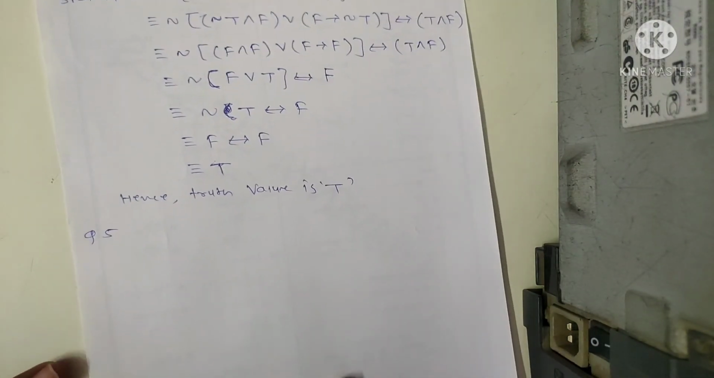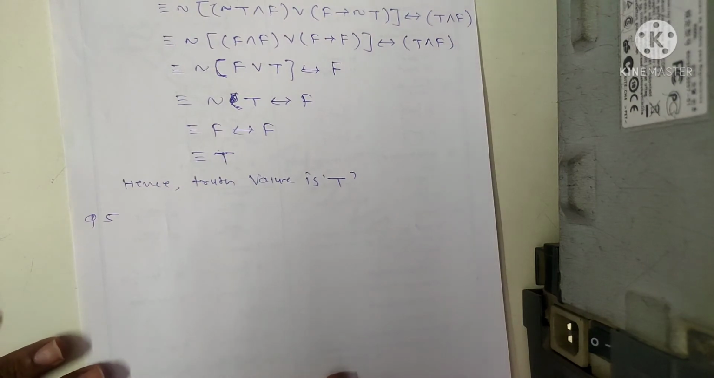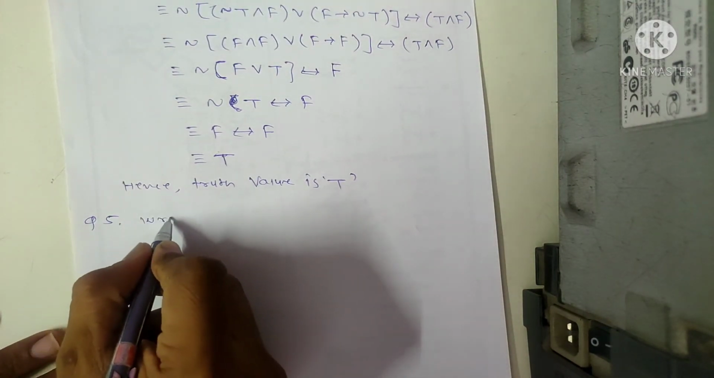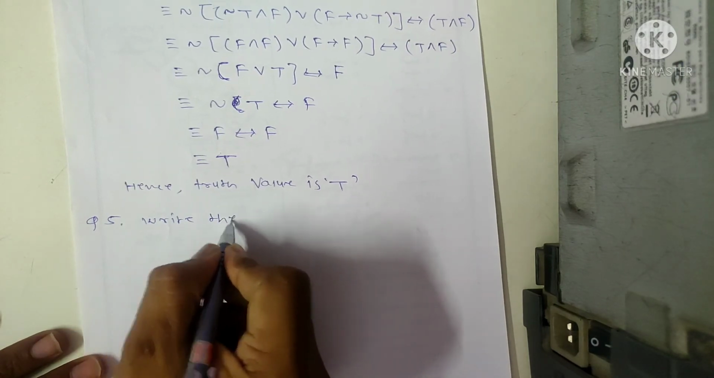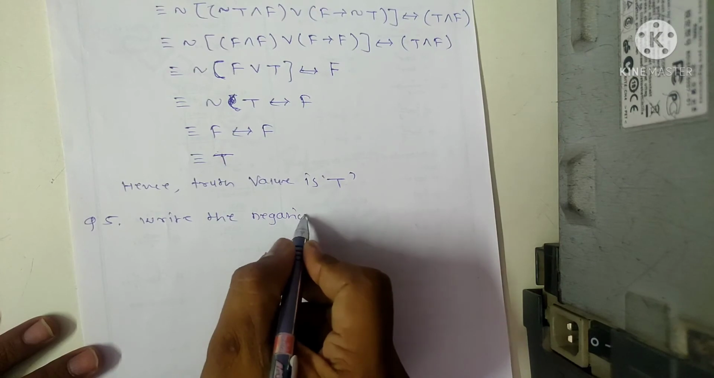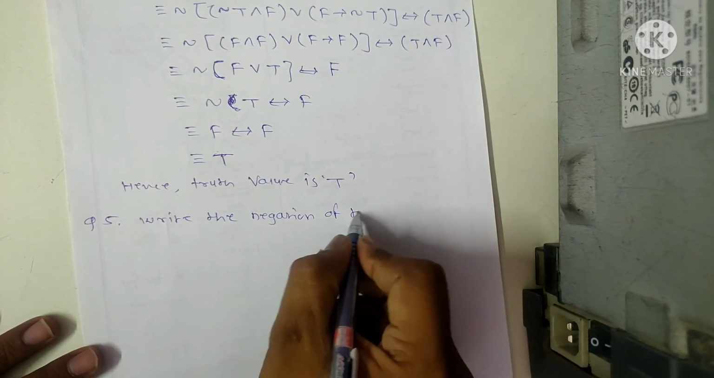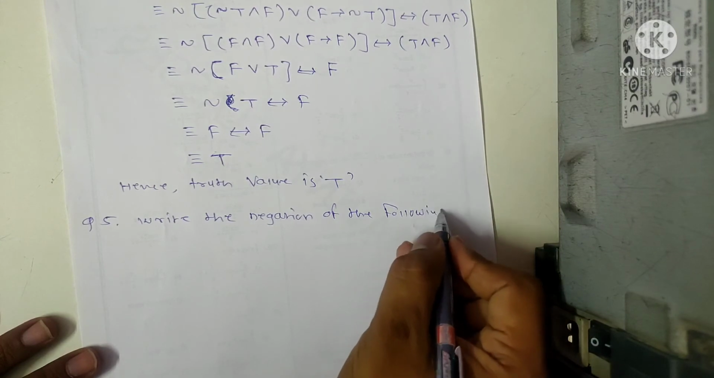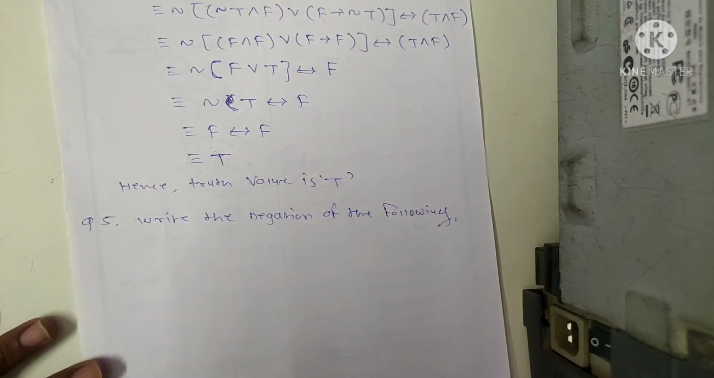Question number 5. Write the negation of the following. We write the negation of the given statements. Only we have to write the negation.